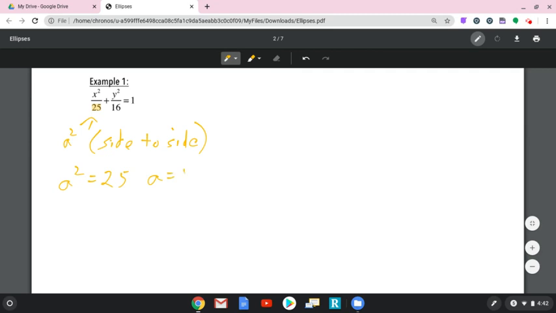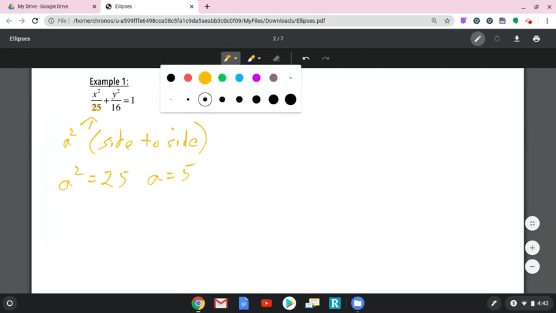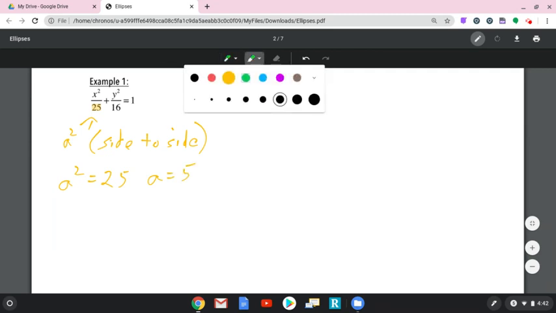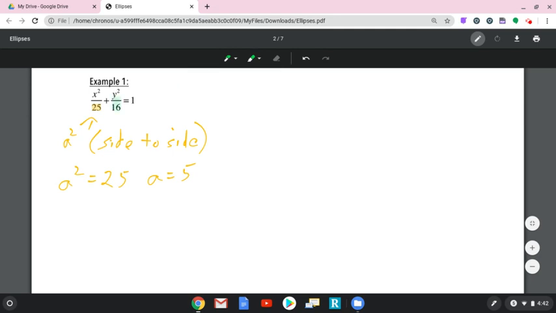Therefore, A is 5. Now, on the same note, I know that under Y must be B. So I would know B squared would be 16. Therefore, B is 4. All right, so I'm able to easily identify my A and B values here.